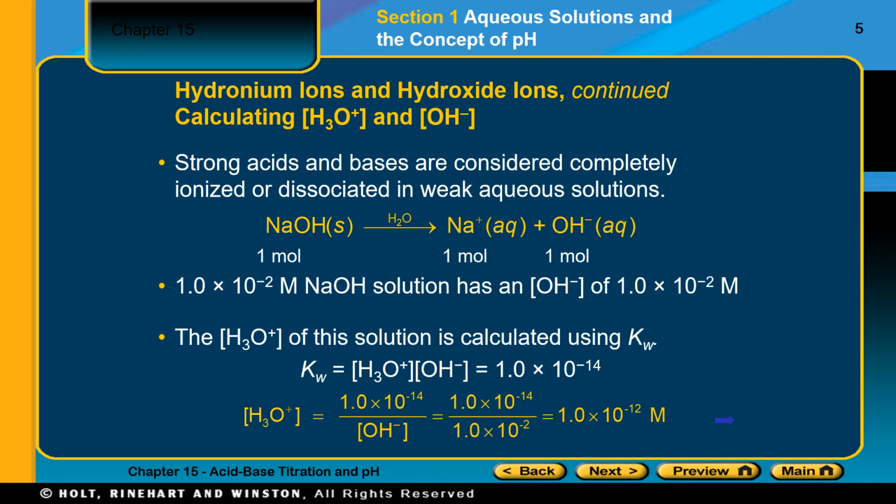So if I were to solve our basic equation for the hydronium ion concentration, I would have to divide both sides by the hydroxide ion concentration. So I'd have Kw divided by the hydroxide ion concentration. And Kw is equal to 1.0 times 10 to the minus 14. So 1.0 times 10 to the minus 14 is being divided by the hydroxide ion concentration, which we have there in the middle of the page, 1.0 times 10 to the minus 2 molar. So 1.0 times 10 to the minus 14 divided by 1.0 times 10 to the minus 2 is equal to 1.0 times 10 to the minus 12 molar.